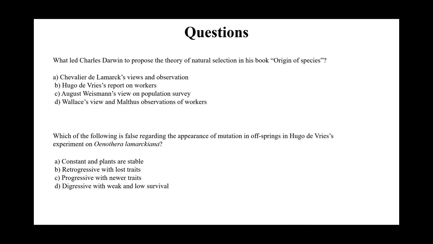And then we have this. What led Charles Darwin to propose a theory of natural selection in his book Origin of Species? I just gave the answers, so if you go over the options, you would be able to understand that. And which of the following is false regarding the appearance of mutation in offspring in Hugo de Vries' Oenothera experiment? The traits are constant and plants are stable. They are retrogressive with lost traits, they are progressive with newer traits, and they are digressive with weak and low survival.